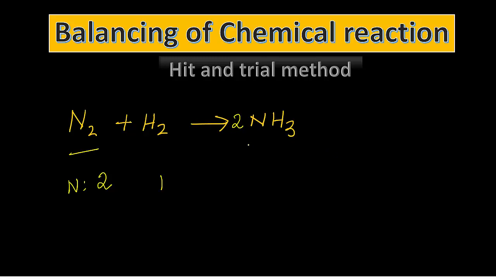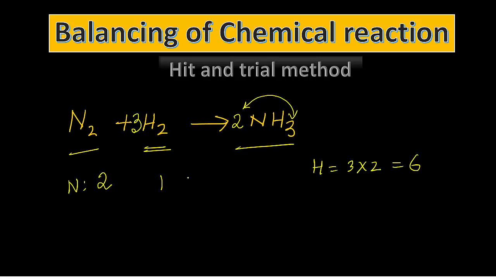Now, what is the number of hydrogen atoms in the product side? So these 3 multiplied by these 2. So what is the number of hydrogen atoms? That is 3 into 2, that will be equal to 6. And what is the number of hydrogen atoms on the left side, or the reactant side? This is equal to 2. Therefore, the total number of hydrogen atoms is not balanced. So how can we balance? We need to place 3 before H2.